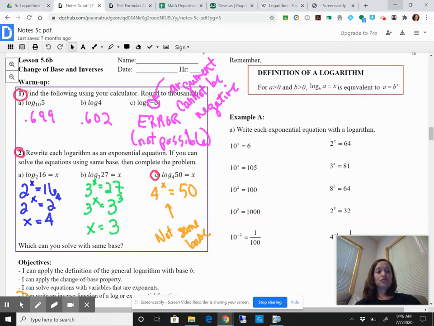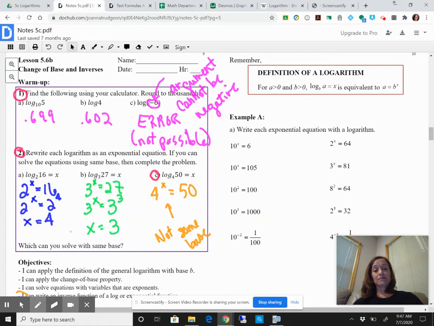For number two, I changed all three of them to exponents using the definition of logarithms. So 2 to the x equals 16 for the first one. I rearranged things, wrote it as an exponential. I changed 16 to base 2, and I get x equals 4. Because I have the same base, I can say the exponents are equal.